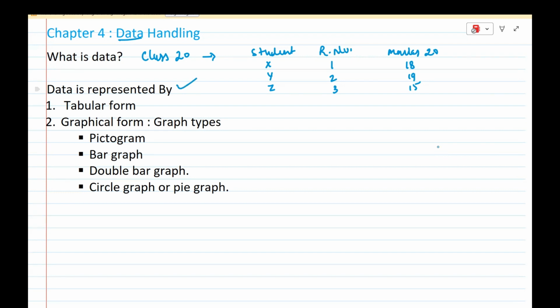So data can be represented either in tabular form or in graphical form. There are actually many types of graphs, but here we will consider only these four: pictograph, bar graph, double bar graph, and circle graph, or pie graph. What are they? Let's study one by one.